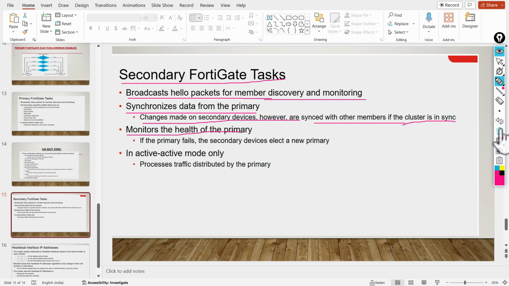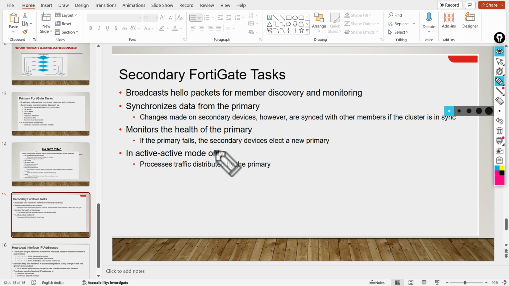Monitor the health of the primary. So the secondary firewall will also take care of monitoring the primary firewall. If the primary fails, the secondary device will elect a new primary device. In active mode, it processes traffic distributed by the primary firewall. So in the case of the active scenario, the traffic will be distributed by the primary.